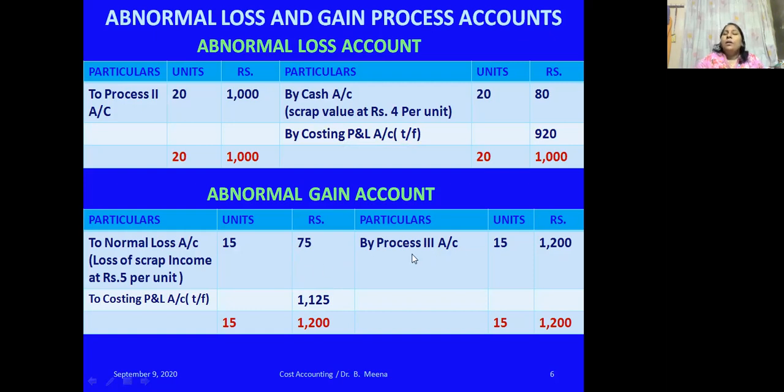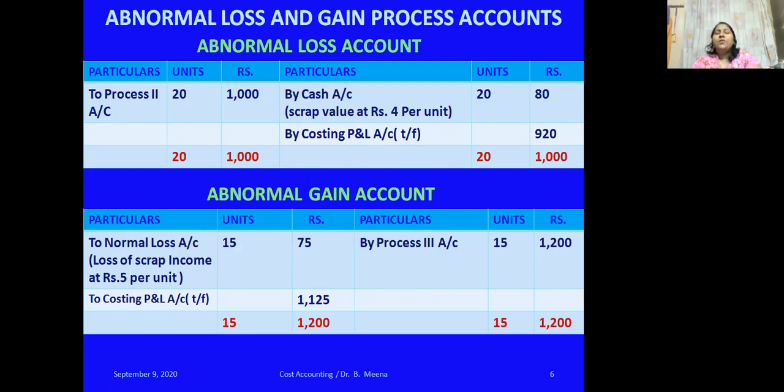Once again, repeat. Look at the previous process, in which process you have abnormal gain, there the abnormal gain is debited, so it will be credited here in the respective process name. Then you need to value this abnormal gain as per the scrap value, then find out what could be the loss. As per this problem, 15 into 5, 5 rupees is the scrap value for process 3. So take the respective scrap value, don't take other values. So 15 into 5, 75. So out of 1200 rupees, 75 is the loss, which means what could be the profit? 1125 is my profit. That has to be transferred to my costing P&L account.